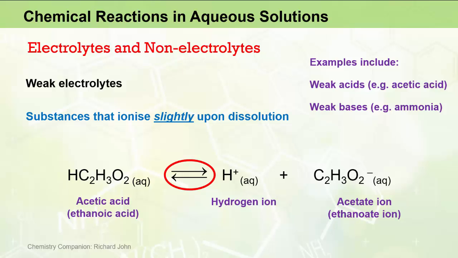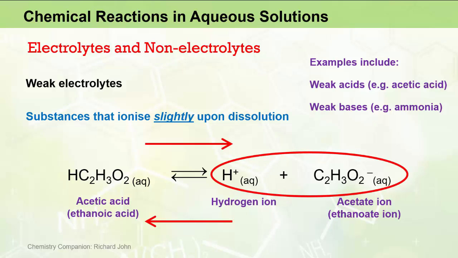In other words, the acetic acid molecule is dissociating to form the hydrogen ion and the acetate ion, while at the same time the acetate ions and the hydrogen ions are recombining to form the acetic acid molecule. And so we have a process here that's appreciable in both directions. The reason it is an example of a weak electrolyte is that at any point in time, only a small percentage of the acetic acid molecules exist in their dissociated ionic forms.